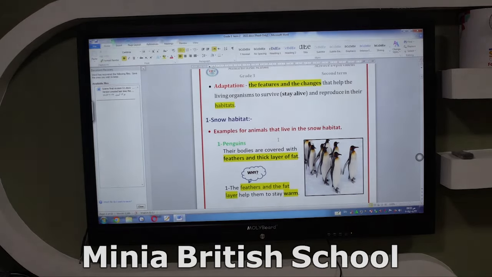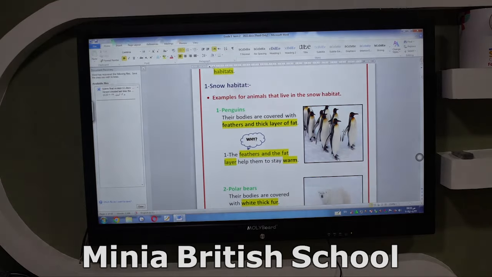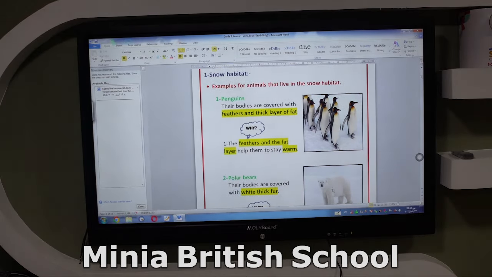Some examples for animals that can live in this habitat: penguins and polar bears. If I asked you about the body cover of penguins, it's feather. Penguins are covered with feather, and also they have a thick layer of fat. And if I asked you why they have a thick layer of fat, you know they live in a very cold place. So the answer is to help them to feel warm in the snow habitat.